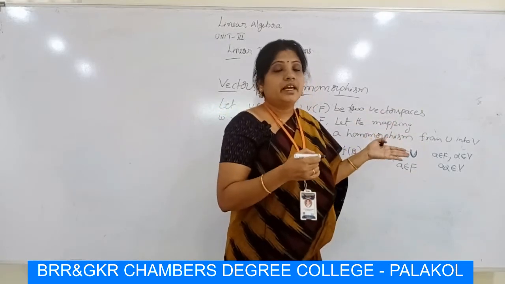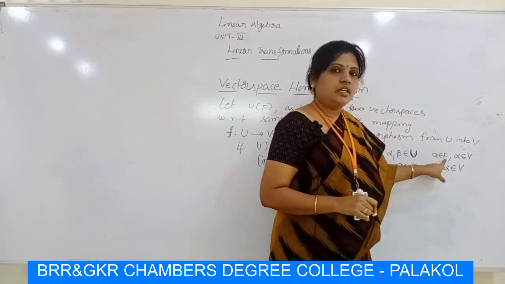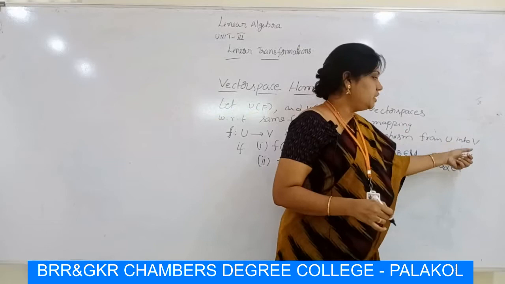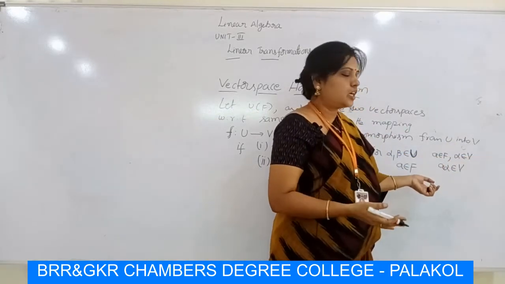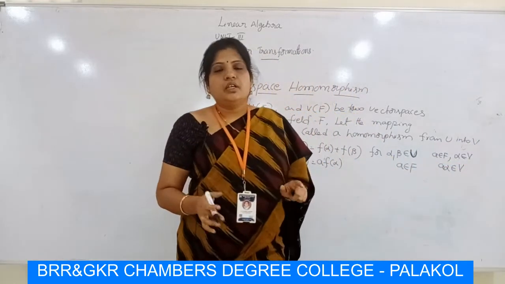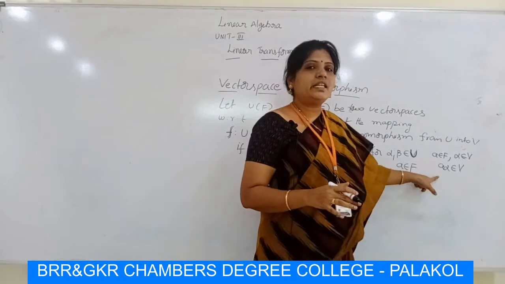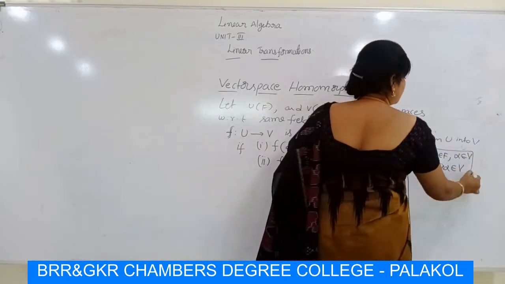It is external composition because we take one element in the field F and one element in the vector set. So the resulting element also belongs to the vector set V. So it is called external composition.